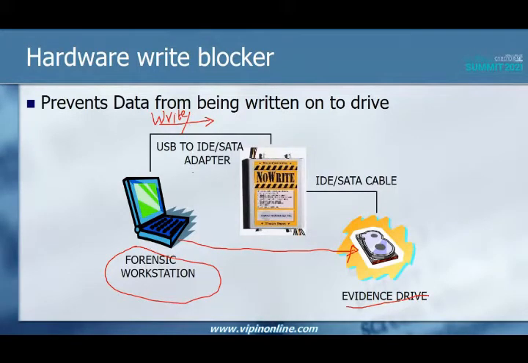So whenever we connect an evidence drive, maybe a pen drive or a hard disk, we should always connect it through a hardware write blocker. The forensic workstation may have a USB port, so it's better to connect it to a USB 2.0 or 3.0 port. The write blocker will have attachment cables that we can use to connect to an evidence drive. I'll show you an actual image of a hardware write blocker.